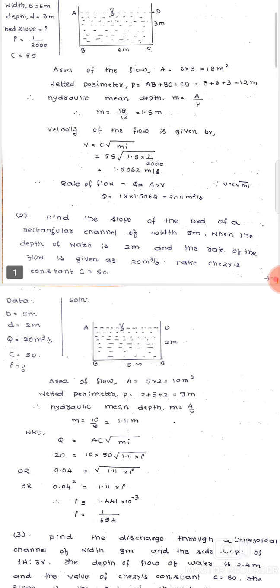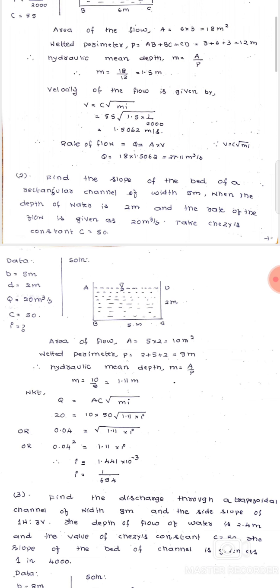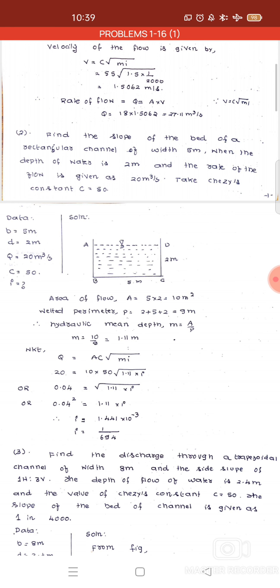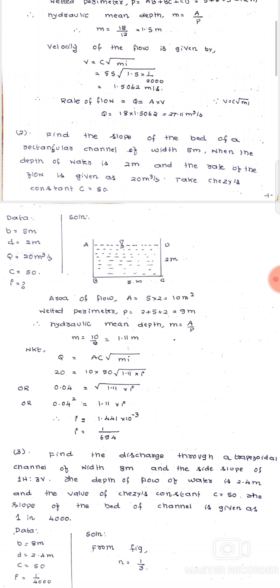So then move on to the second numerical. Find the slope of the bed of a rectangular channel of width 5 meter when the depth of water is 2 meter and the rate of flow is given as 20 meter cube per second. Assume Chezy's constant C is equal to 50. So we can see that in the previous numerical, they gave the width and depth of a rectangular channel as well as the bed slope, and we had to find the velocity and discharge. But in this numerical, we have to find the slope of the bed of the channel. They have given width and depth as well as the rate of flow, which is nothing but the discharge. So it is opposite to the previous one.